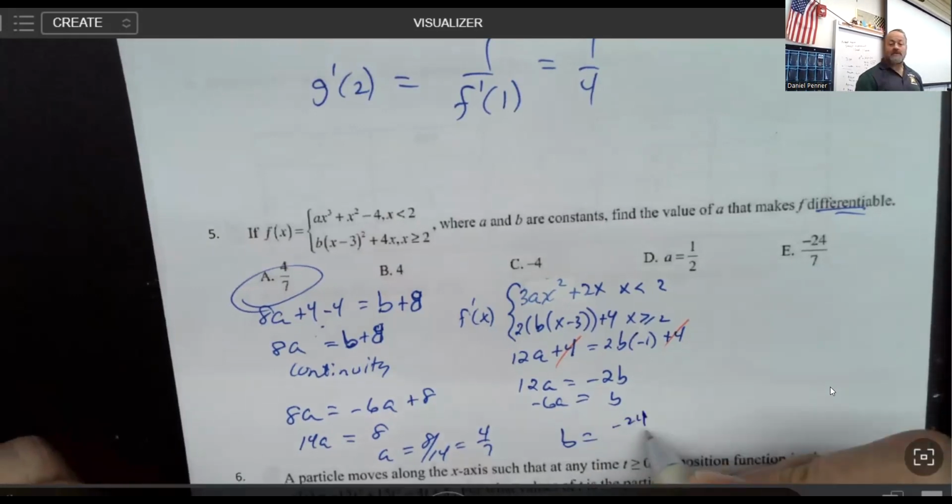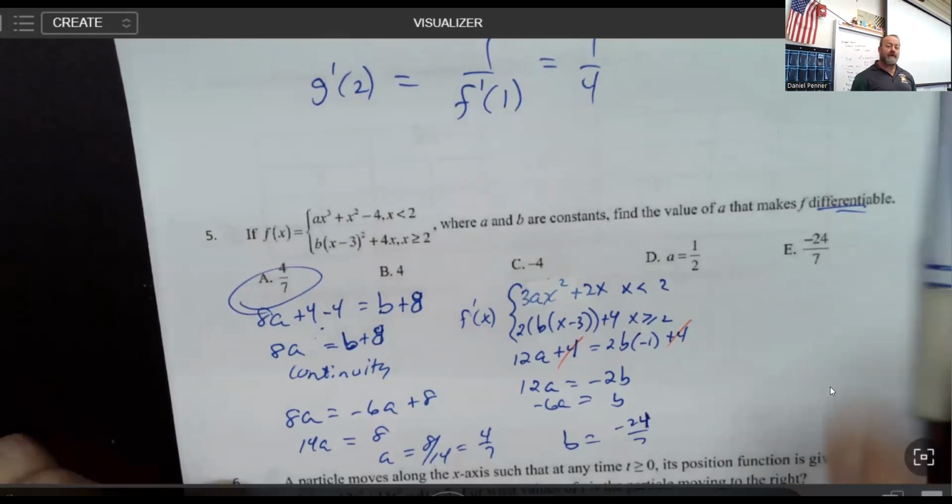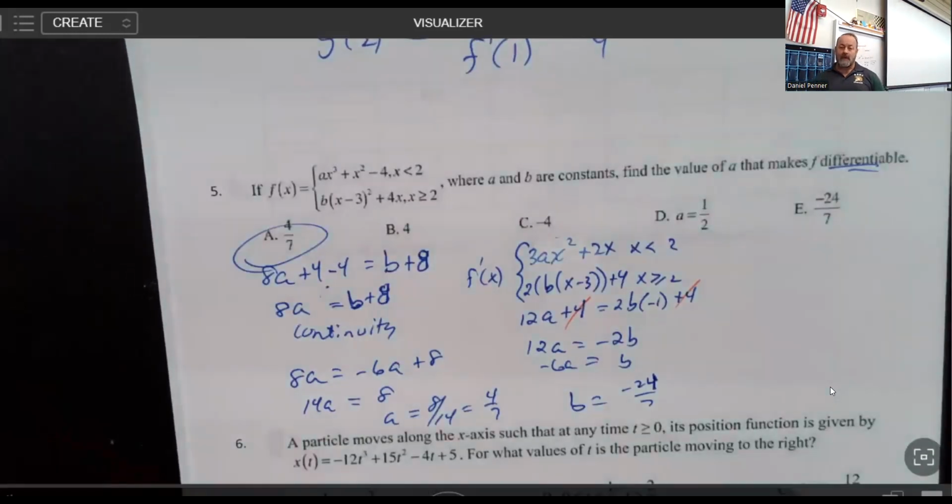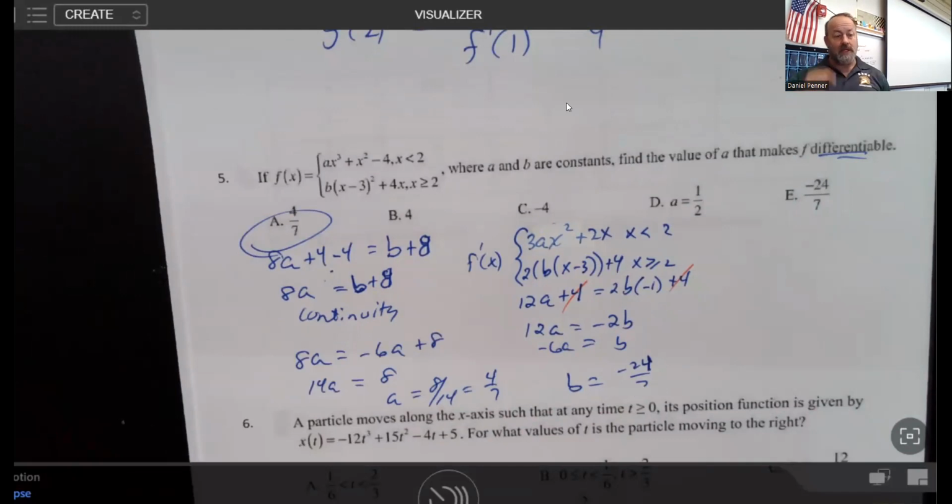Now, on a test you would not have the ability to do that, but as we're learning the curriculum, we want to make sure we're testing ourselves and doing well. So I put together a quick little Desmos, and let's see what we have.